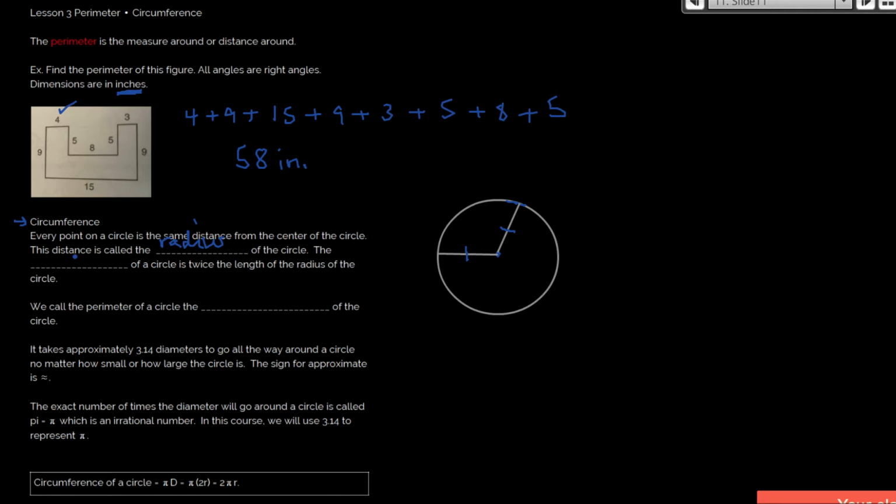The diameter, so that would go in this blank. I should have left more space to write. The diameter of the circle is twice the length of the radius. So if we continue this radius through the circle, that's called the diameter. From this point right here to this point right here is called the diameter. We call the perimeter of the circle the circumference.